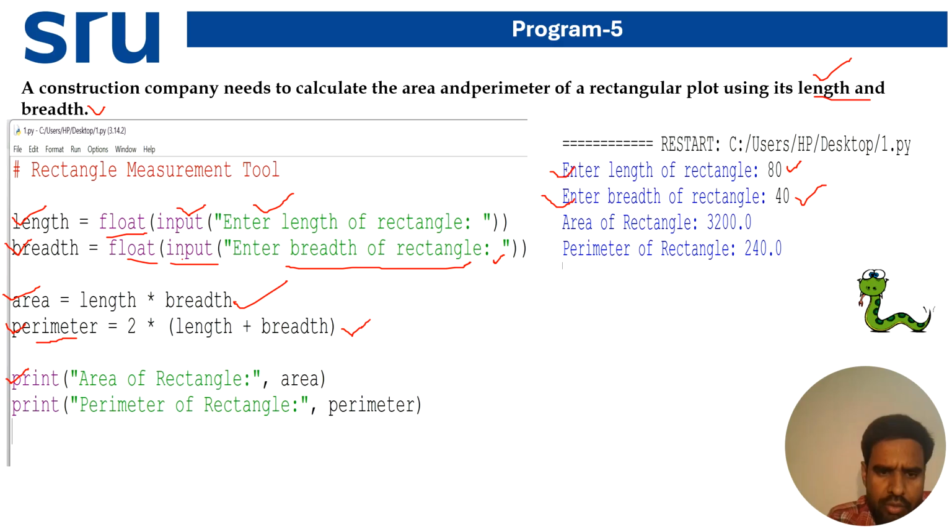Now I want to take the output, so it needs the print function. After that we have to give the message, area of rectangle. This is a message. Now where is the output stored? In the area variable, so you give area. Now print perimeter of rectangle. Where is it stored? In the perimeter. So it gives the area of the rectangle as 3200 and the perimeter of the rectangle as 240.